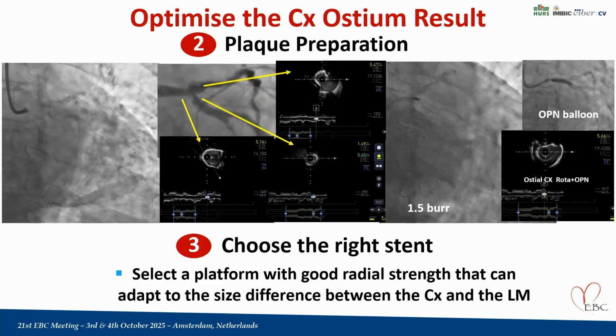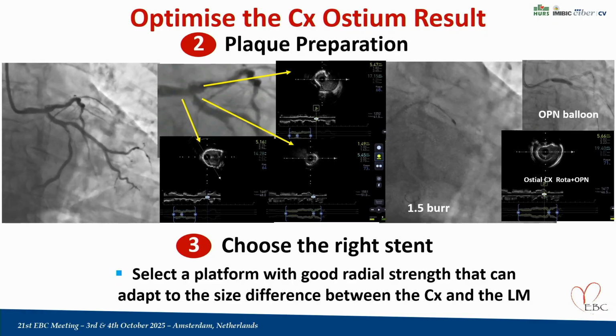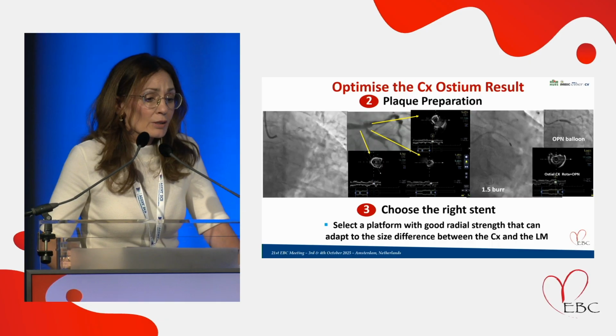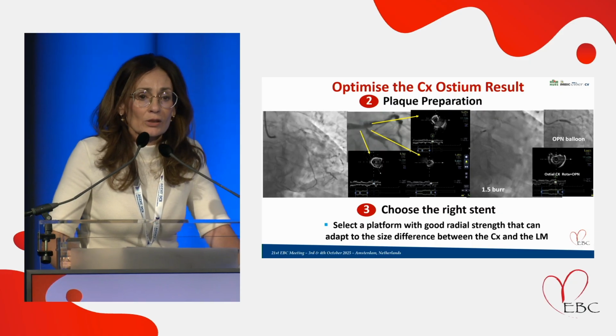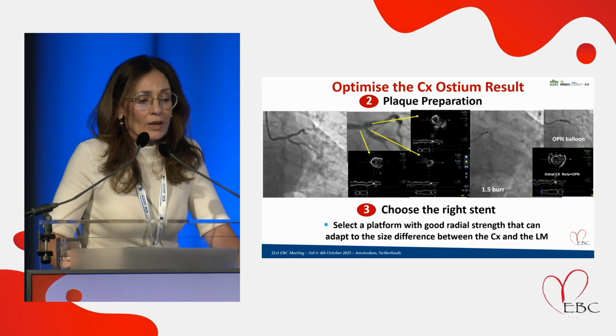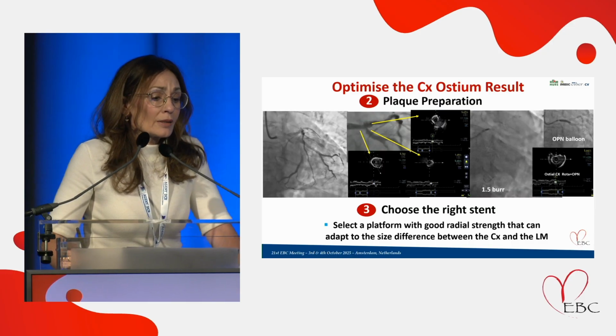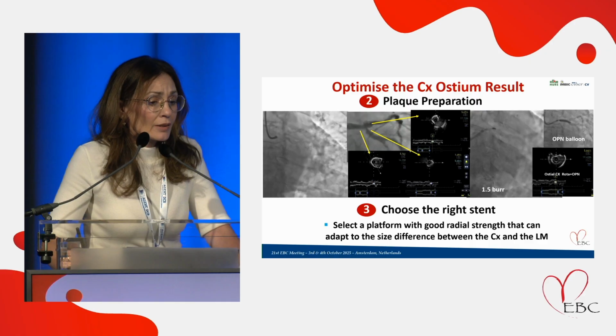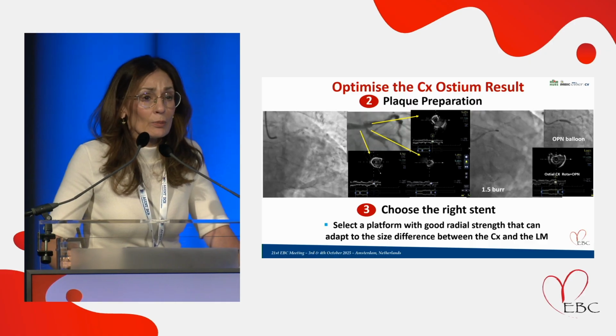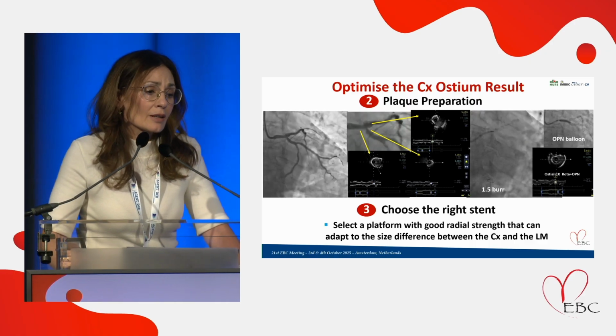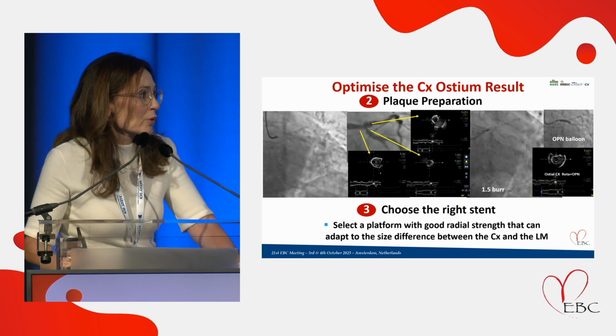And it's clear we have to choose the right stent. The platform is important because it has to have very good radial strength, and it has to adapt to the size difference between the circ and the left main, and that point is very important if there is a big discrepancy between both vessels.